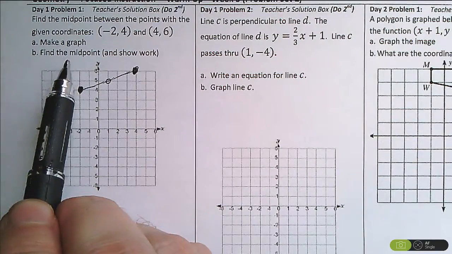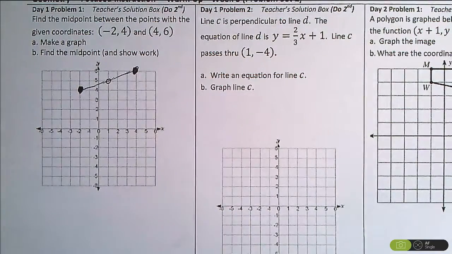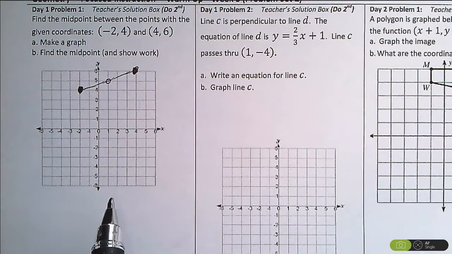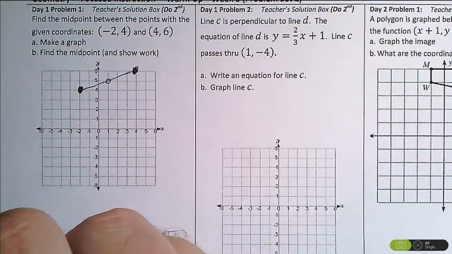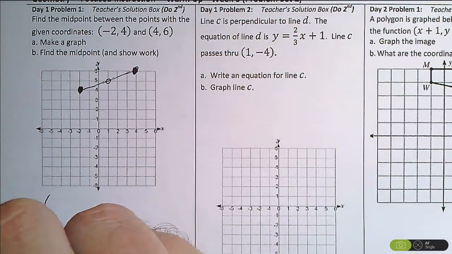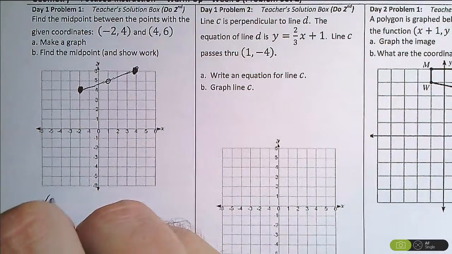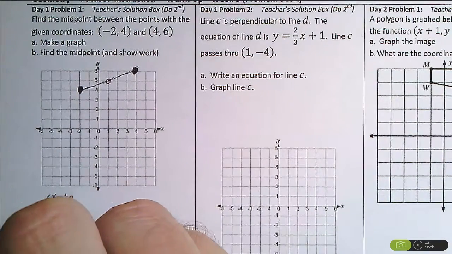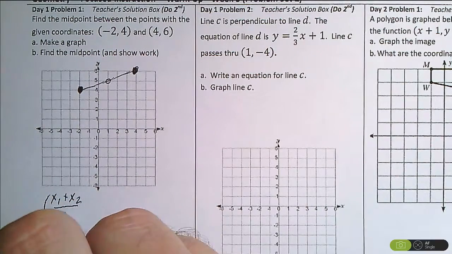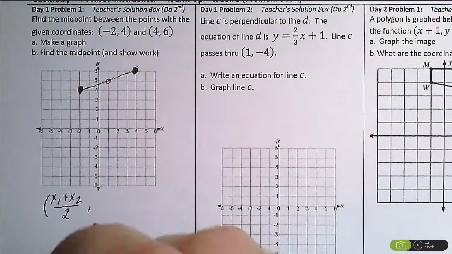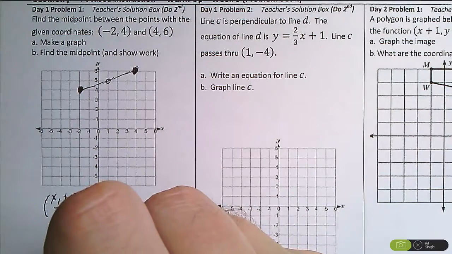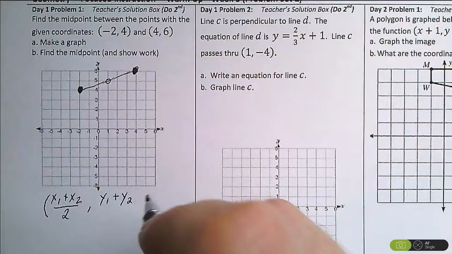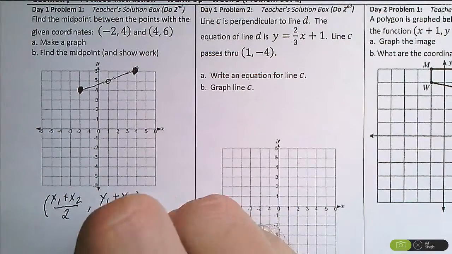In question B it says to find the midpoint and show work. So let's find the midpoint by using algebra. To find the midpoint we use the midpoint formula, which is to average the x coordinates of the points. You can find an average by adding x values together and dividing by 2, and then averaging the y coordinates of the 2 points. You can find averages by adding them together and dividing by 2.